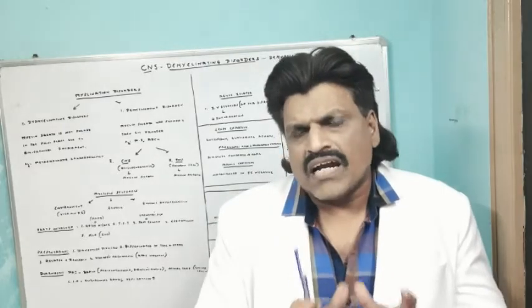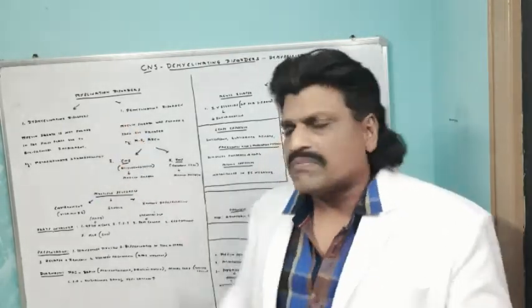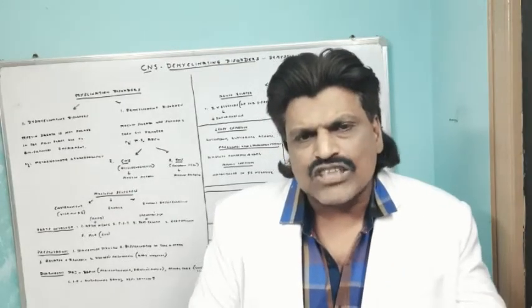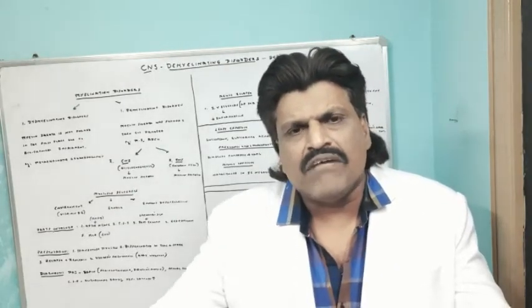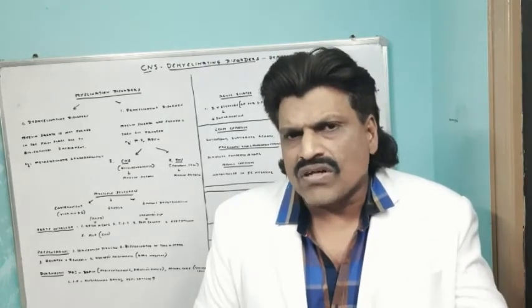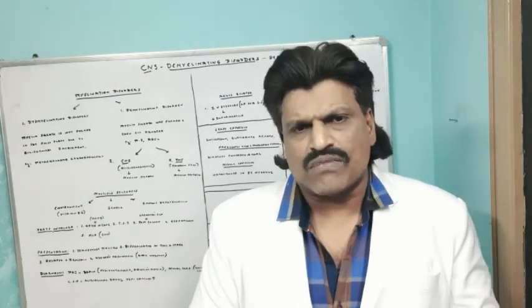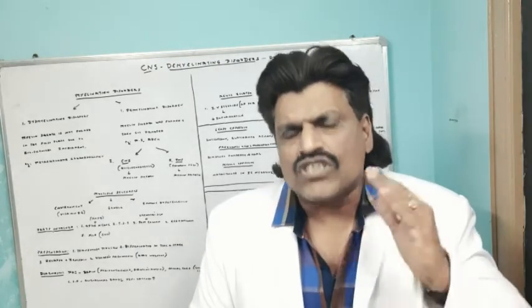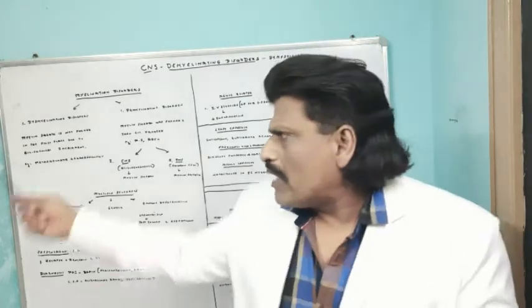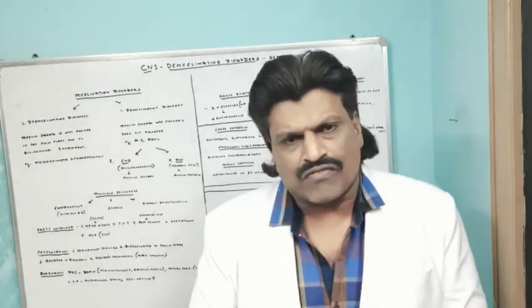To understand and to approach demyelinating disorders, an important concept has to be understood: dysmyelinating disorders and demyelinative disorders. Dysmyelinative disorders are those disorders wherein the myelin sheath is not formed in the first place. The myelin sheath is not formed due to biochemical abnormalities, for example metachromatic leukodystrophy.